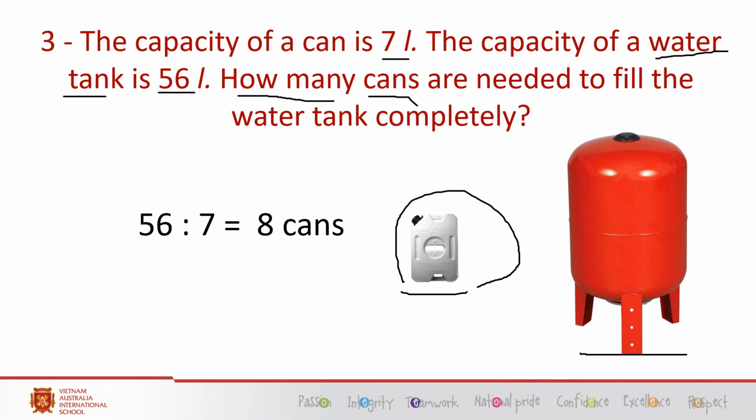We're going to use division. To find the number of cans needed to fill the water tank, we take the capacity of the water tank and divide it by the capacity of one can, that is 7. So we take 56 divided by 7 equals 8. The answer is 8 cans are needed. Alright, next one.